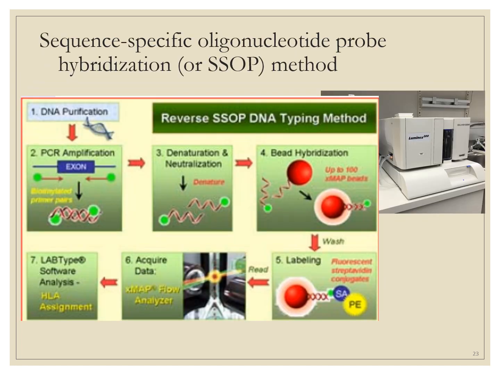For the SSO method, you can see we analyze with the Luminex assay. We isolate the DNA, do a PCR amplification of the HLA sequences, and bind it with a bead that has a known sequence, and add a label so that we can run it through the flow, in this case Luminex, and then the analysis software will give us an HLA assignment.